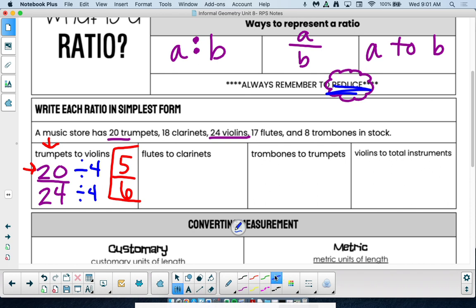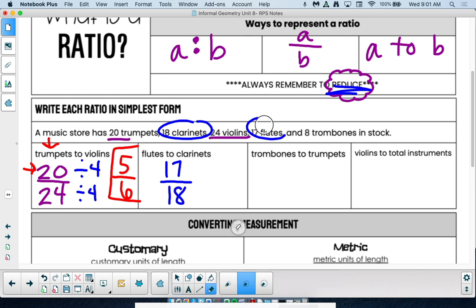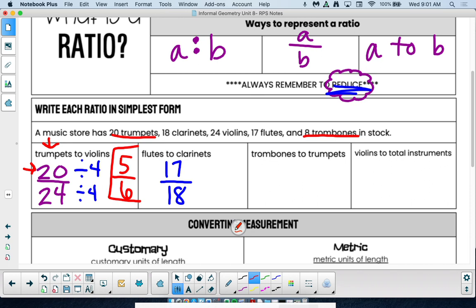All right, let's try another one. Flutes to clarinets. So 17 over 18. Can I reduce 17 over 18? Nope, no I can't. All right. Trombones to trumpets. So we're going to have 8 over 20. Again, we want to think about, can I reduce this? Yes, you can. You could do 2, right? But there's a bigger number than 2 that goes into 8 and 20, and that would be 4. 8 divided by 4 is 2. 20 divided by 4 is 5.